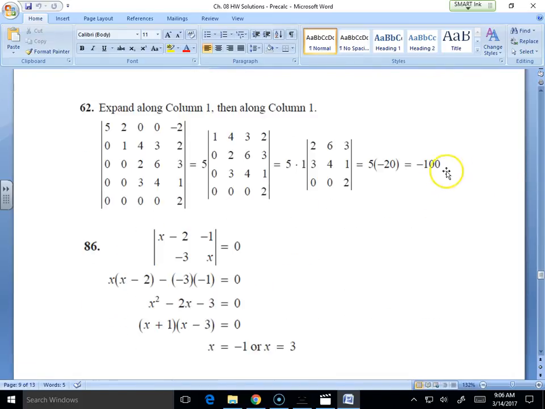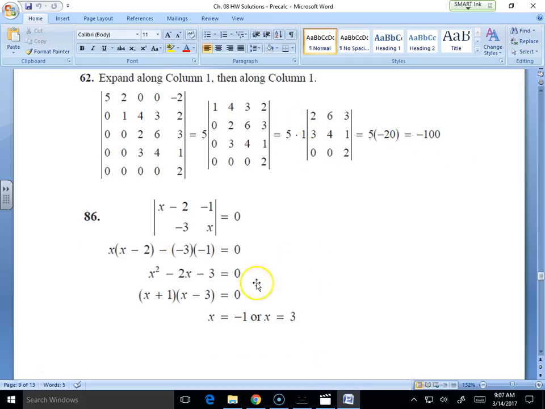Number 62, final answer is negative 100. Why was this one supposed to be nice? Even when you cut down, weren't there more zeros? You could have used row 3. So this could have been a huge problem, but if you chose the one with zeros, it could have been a pretty simple problem.